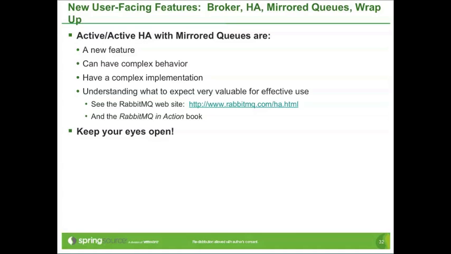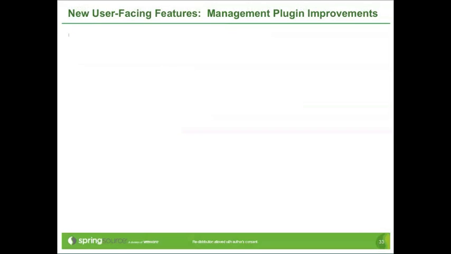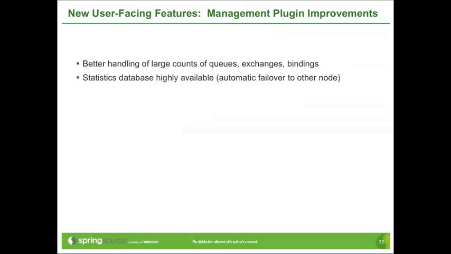And so you can read the HA docs on the RabbitMQ website, or you can look at the RabbitMQ in Action book from Manning, which we have a reference to at the end, and study up on it there. So keep your eyes open as you work with it. It's a sophisticated feature. The semantics are not always entirely obvious, and you'll want to have a good mental model that you can match your expectations against. And that brings us to the end of HA and mirrored queues.